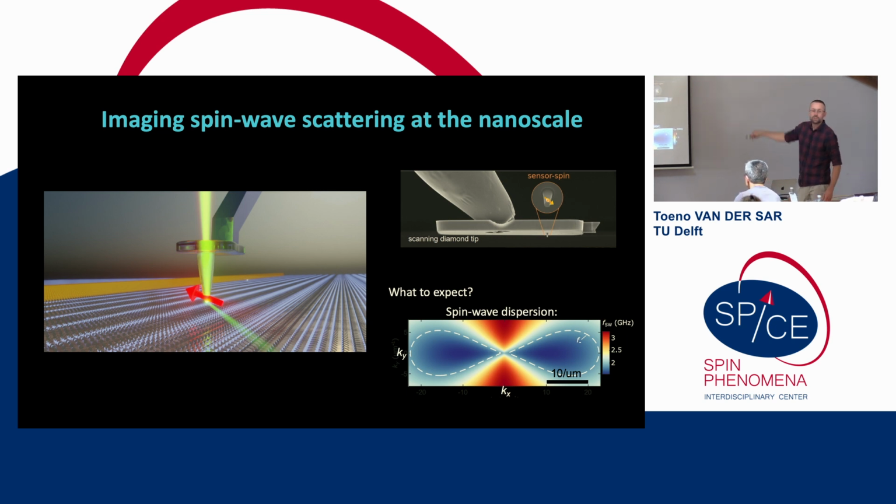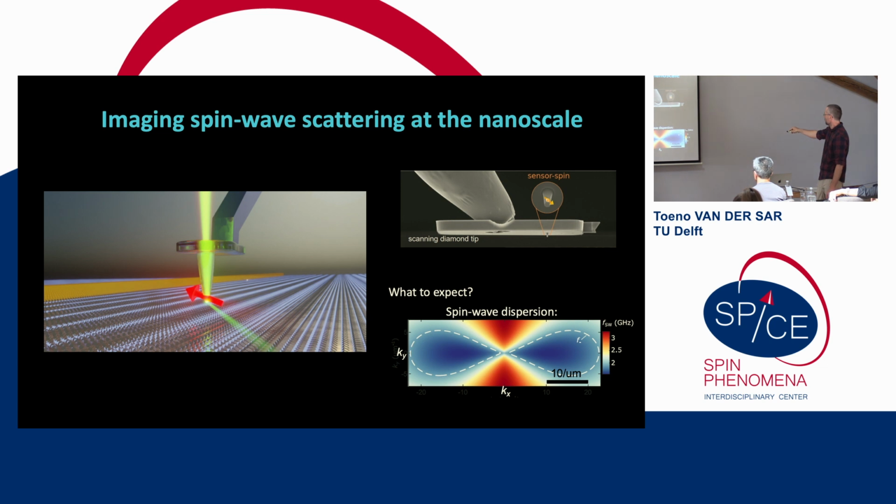Now, what do you expect if you do such a measurement? You expect to excite a long wavelength spin wave according to the spin wave dispersion. So we are exciting this very low K mode, but this is the isofrequency line. So in principle, you can get scattering to all those resonant modes if you can get a momentum kick somewhere.